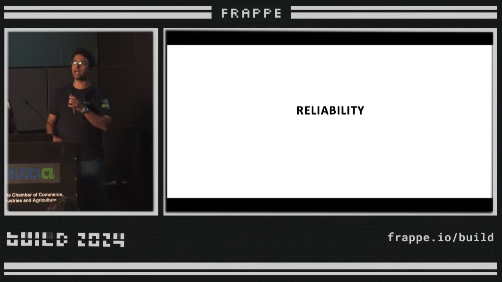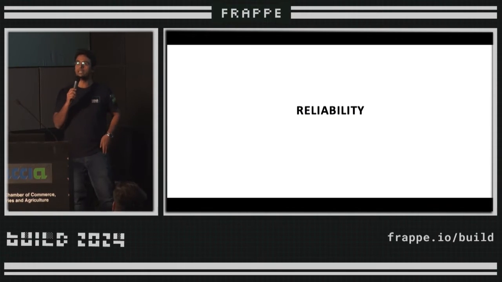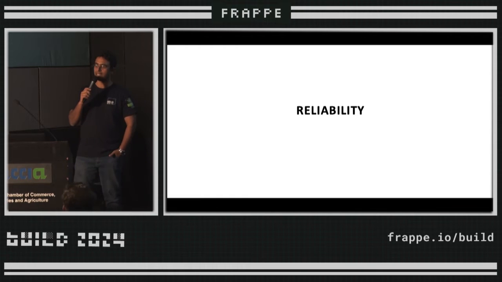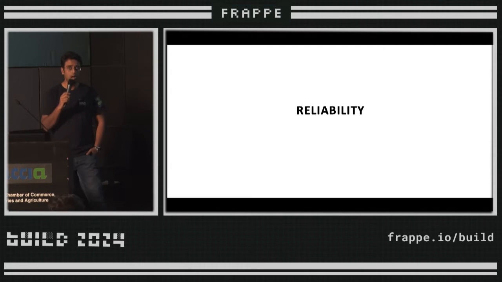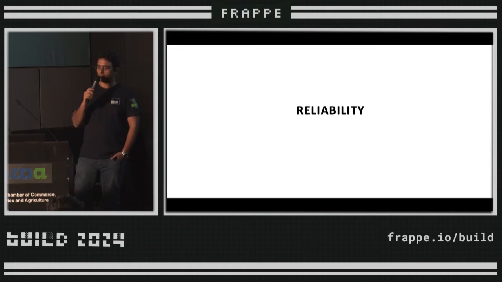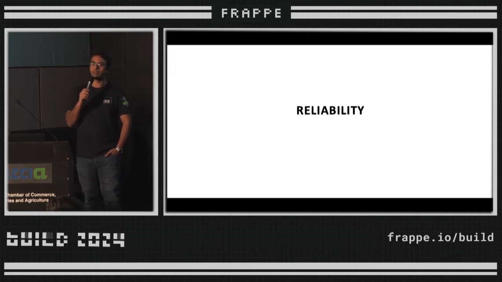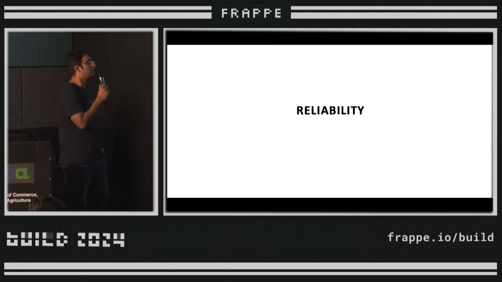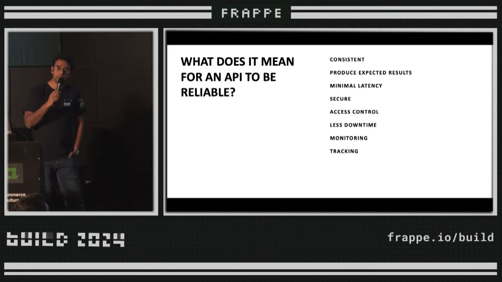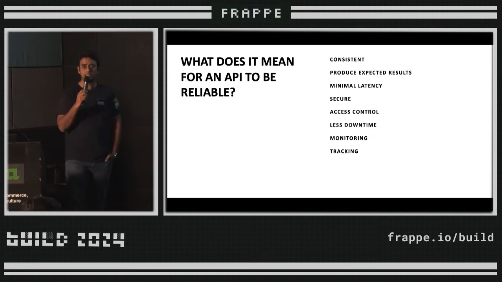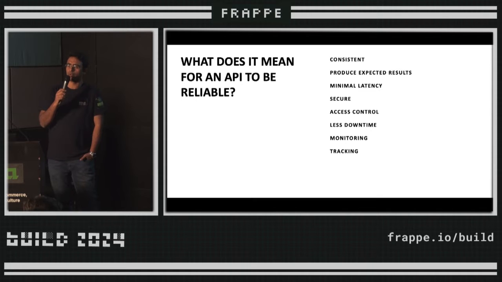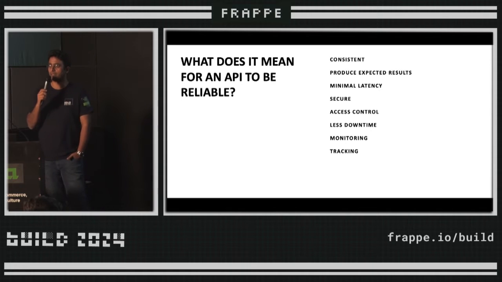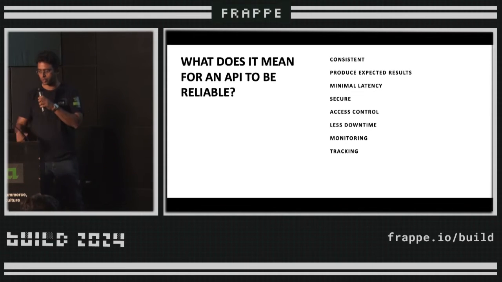So there are a lot of underlying parameters you try to deal with when you want to build any system that is going to be reliable. On the APIs, what does it mean for an API to be reliable? From a development standpoint, we would say that the API should be consistent. It should be able to produce reproducible results. It should have minimal latency, be secure. You would be able to authorize users before they are able to access, downtime, so on and so forth.